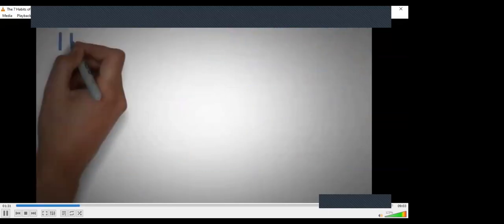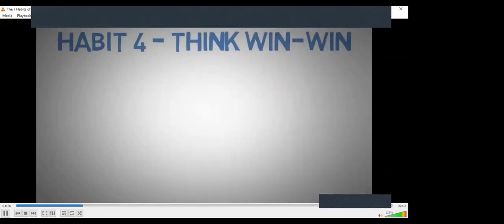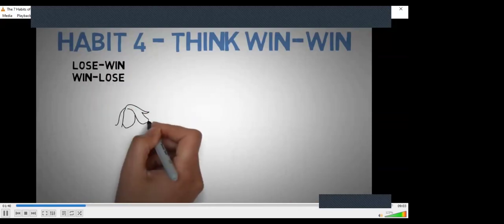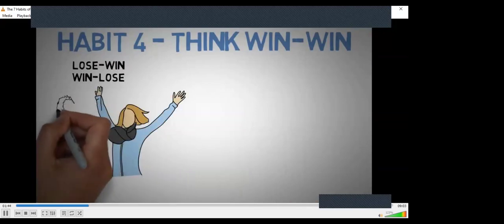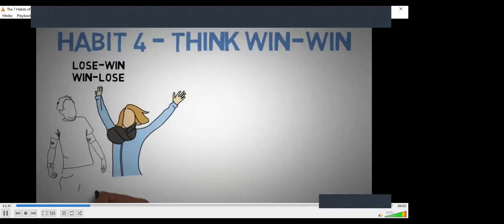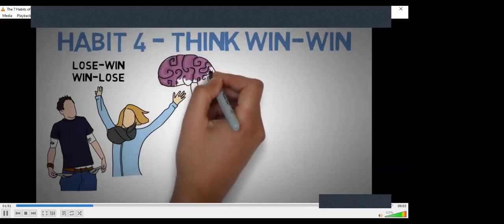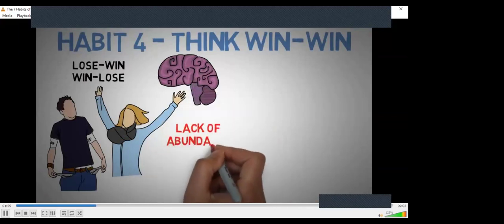Habit 4 is think win-win. There's 6 types of personal and business relationships. There's lose-win and win-lose, which is the typical mentality for most. In order for me to win, you have to lose. This is the mindset of someone is going to get the good end of the deal and someone is going to get screwed. This is a poor mindset to have, but people live with this outlook because most people have a scarcity mindset. They have a lack of abundance mindset.